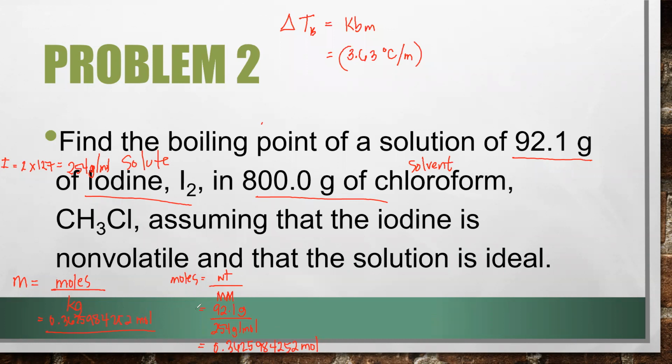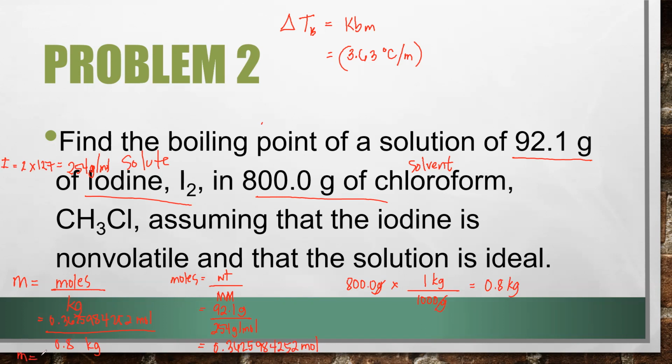moles. And then divide it with the kilograms of the solvent. Again, our solvent is chloroform and 800.0 grams yung given. We need to convert first sa isang kilogram. We have 1,000 grams. So 800 divided by 1,000 is 0.8 kilograms. Okay, so let's divide so that we can get the molality.